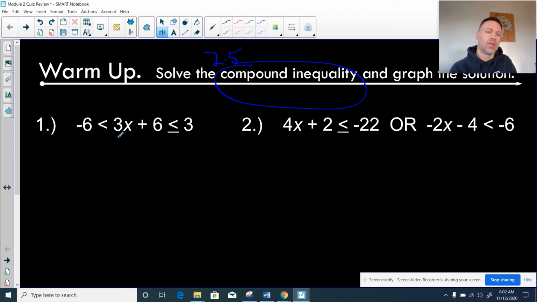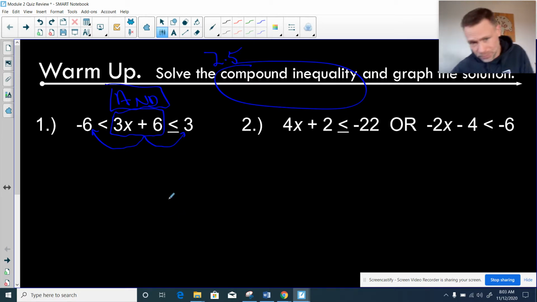So the first one has two inequality symbols in it. And what we're saying is that what is in the middle, that 3x plus 6, is doing two things at the same time. It's got to be less than or equal to 3, and at the same time, it's got to be greater than negative 6, okay? So because we're comparing 3x plus 6 to two things at the same time, we have to use the word and. So our connecting word here is and for those compound inequalities.